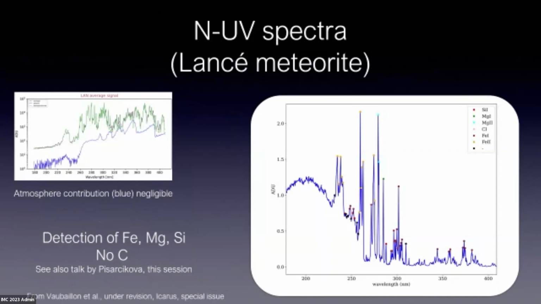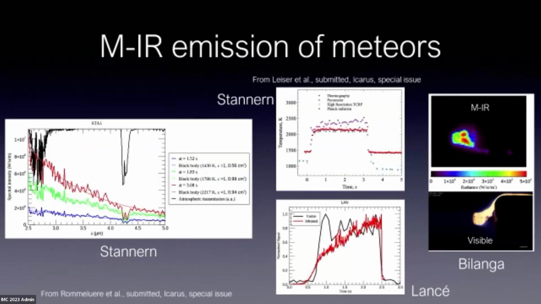We had a low resolution near UV spectrometer for the very last campaign, and we were interested in detecting carbon, which unfortunately we did not detect, but we did detect iron, magnesium, and silicate, something that is hardly detectable in optical wavelength. We made sure here that the plasma signal did not interfere with the signal from the meteorite itself. We also had a camera and a spectrometer in the mid-infrared.